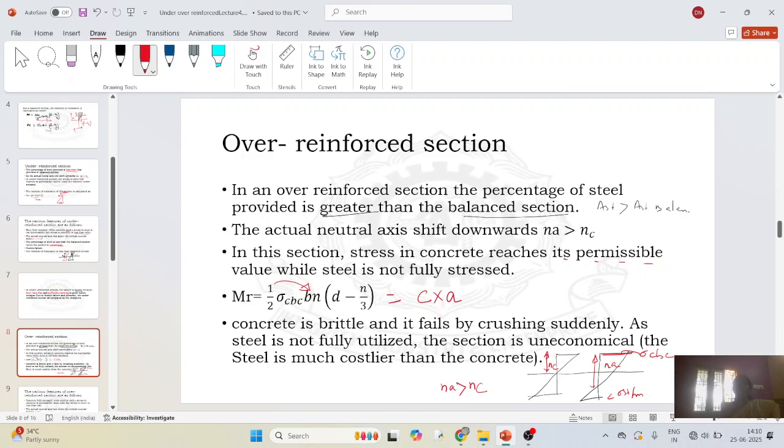Concrete is brittle in nature and it fails by crushing suddenly as steel is not fully utilized. So this section is uneconomical, because steel is much costlier than concrete. At the same time, during an earthquake, people cannot escape from the buildings. It does not give any warning to the people. So this is not preferred by the designers. Only under reinforced sections are preferred by the designers.